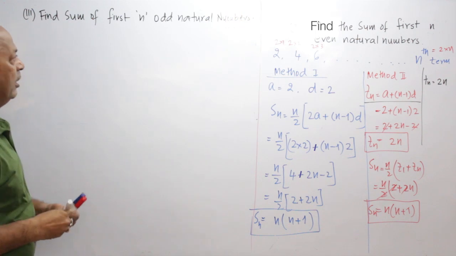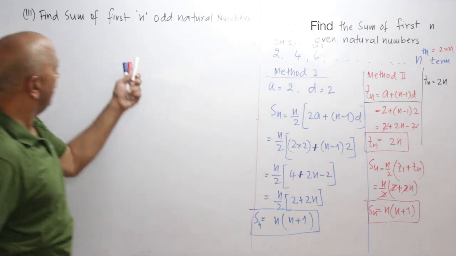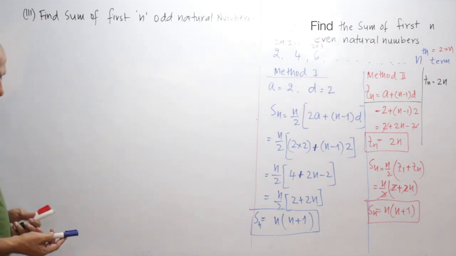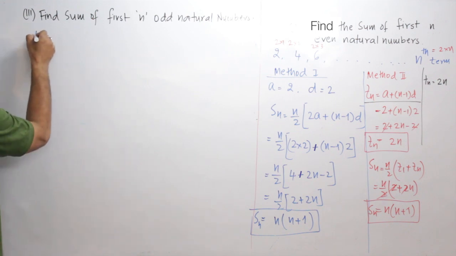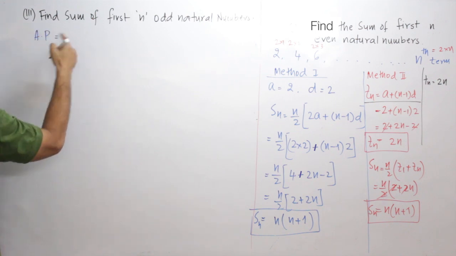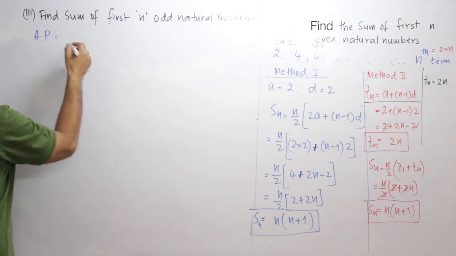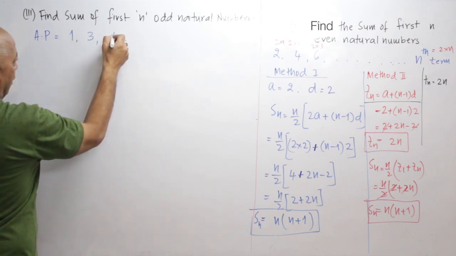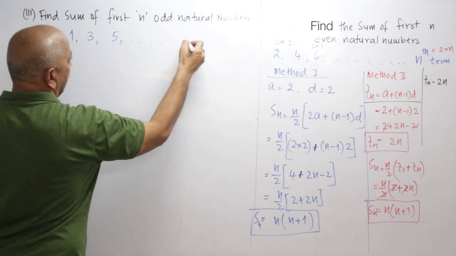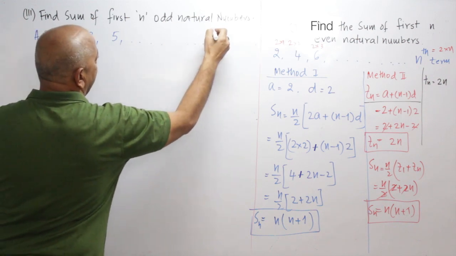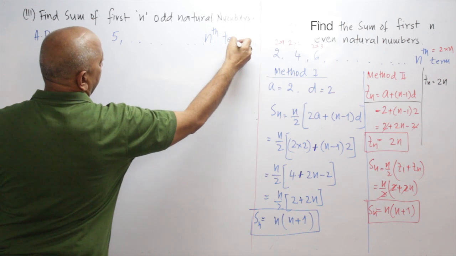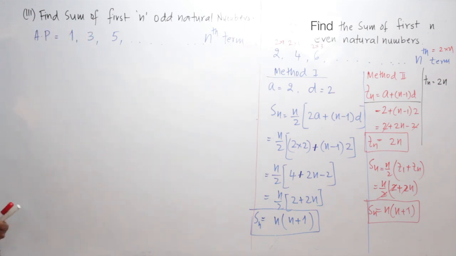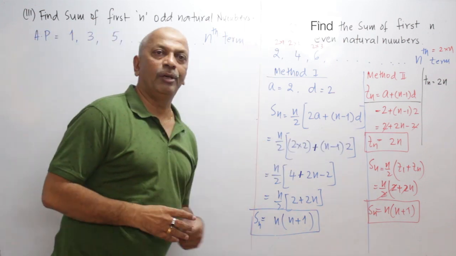Similar to this way. These are even numbers, it's the odd numbers. So you can write down the AP. The first odd number in natural numbers will be 1, second will be 3, then 5, likewise it will go on, and the nth term. So we can do it by both the methods.